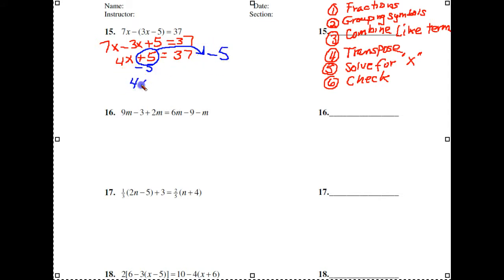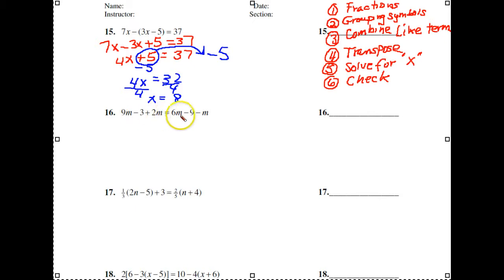So we now have 4x equals 32. And we just divide both sides now by 4. And we get x equals 8. And we followed the steps. There were no fractions, but there was a grouping symbol. We combined like terms. We transposed. We solved for x. And we'll let you do the checking, otherwise it's going to take too long. All right, let's go on to this next one.